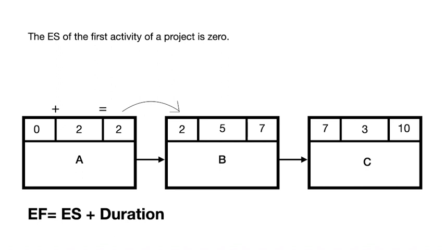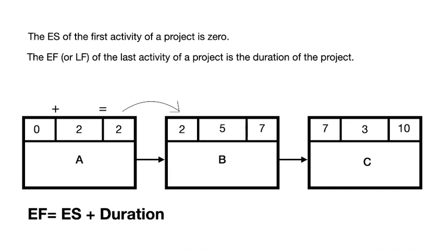Remember that the early finish of the last activity of the project is the duration of the project. And in this example, as you can see, the early finish of the last activity, which is activity C, is 10 days. Hence, the duration of this project is 10 days.